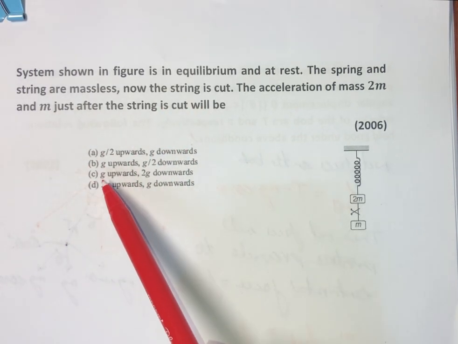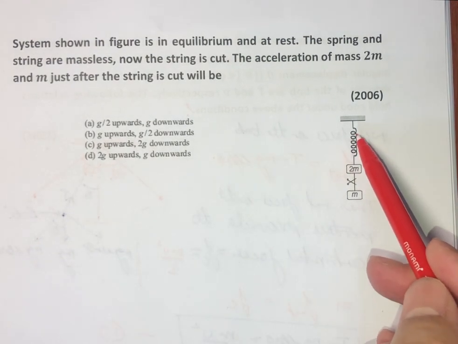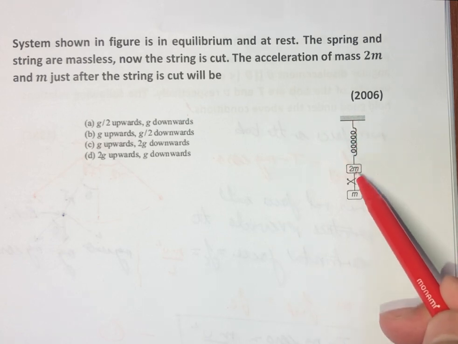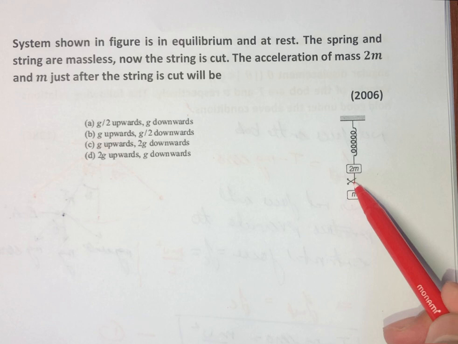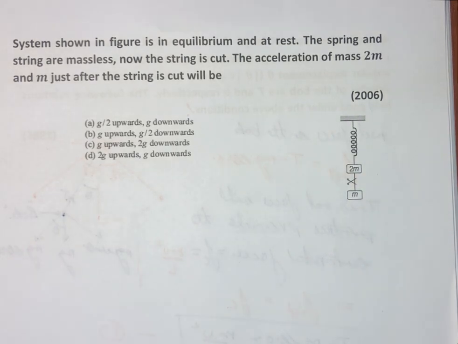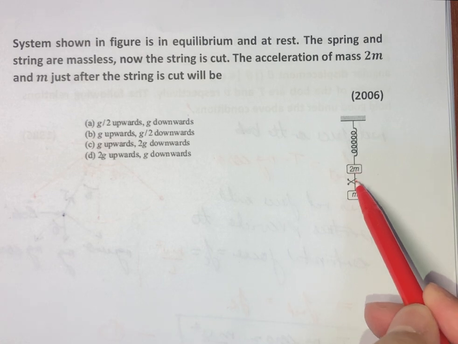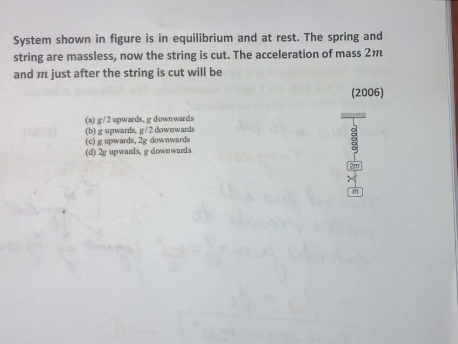So these are the four options, and this is the figure in which 2m is connected with the ceiling by a spring, and m is connected with 2m with the help of a string, and we have to find out what will be their respective accelerations when this string is cut. So first of all, let's assume that 2m and m is a complete one system, and it is also given that the system is in equilibrium.